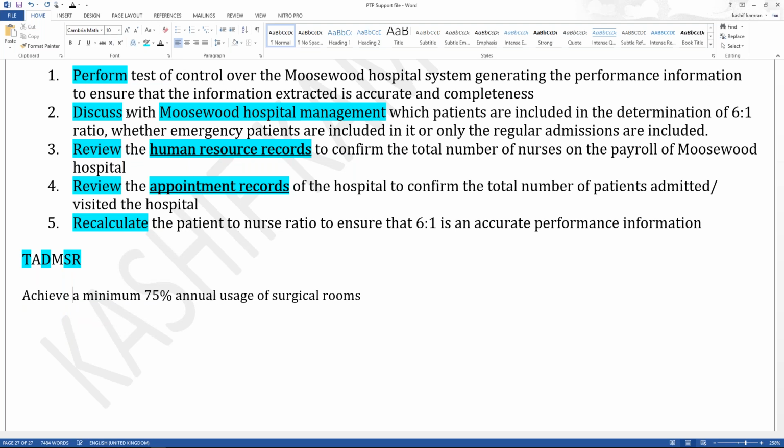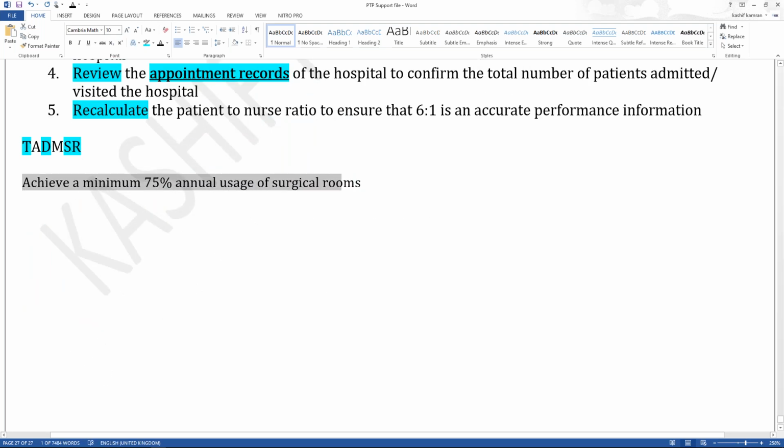So, first of all, the company is saying we need to achieve a 75% annual usage of the surgical rooms. Now, should I know the total number of surgical rooms the hospital has? Should I discuss with them, or should I review the records of the hospital to know how many surgical rooms they have in place? Do they have 5 surgical rooms or 7 or 8? Is that right?